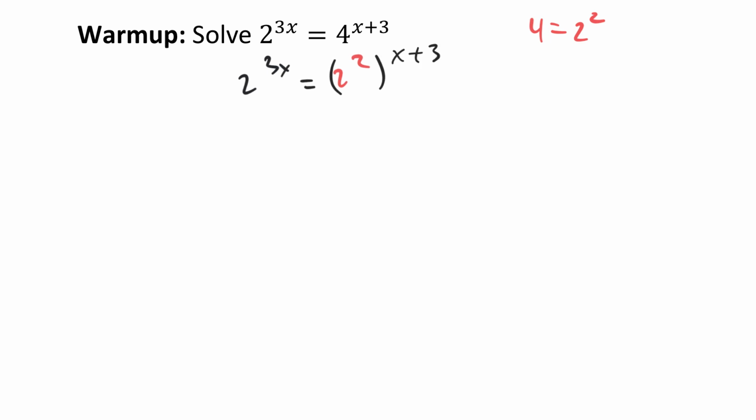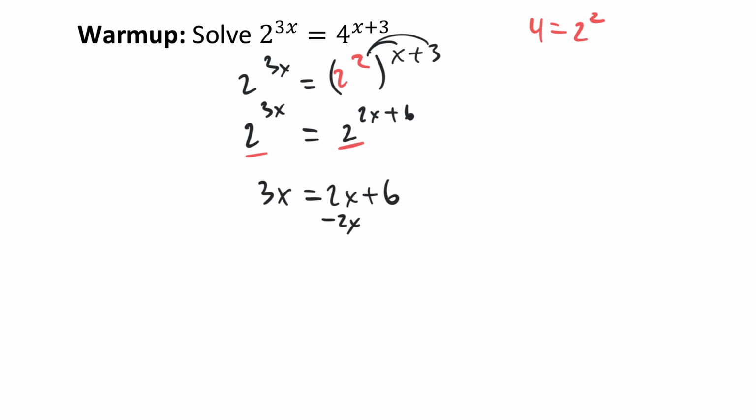So if we write that as a power of 2, we then have to use some exponent rules. So this is 2 to the 3x. Here, the 2 multiplies on both of these. So we get 2 to the x plus 6. Now we have the same base here, 2, 2. So we get to drop the base or equate the exponents. And you get 3x equals 2x plus 6, minus 2x on both sides, x equals 6.